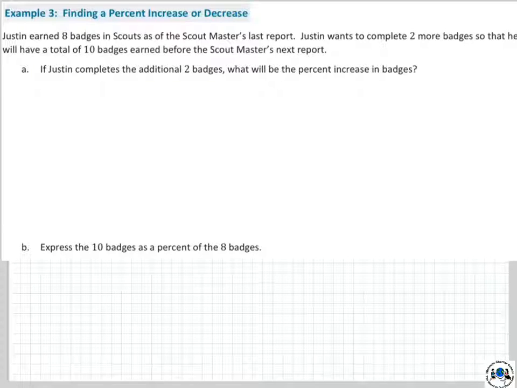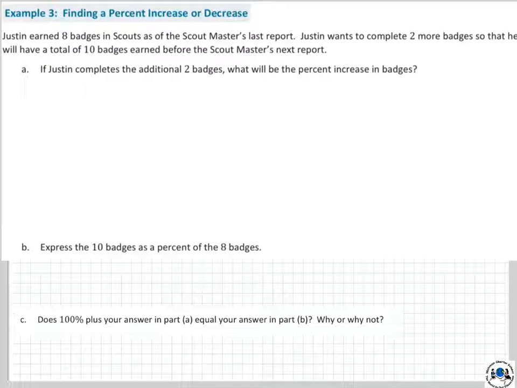Anyway, let's go ahead and have you guys take a stab at this one. Justin earned 8 badges in Scouts as of the Scoutmaster's last report. He wants to complete 2 more badges so that he will have a total of 10 badges earned before the Scoutmaster's next report. Now, if Justin completes the additional 2 badges, what will be the percent increase in badges?